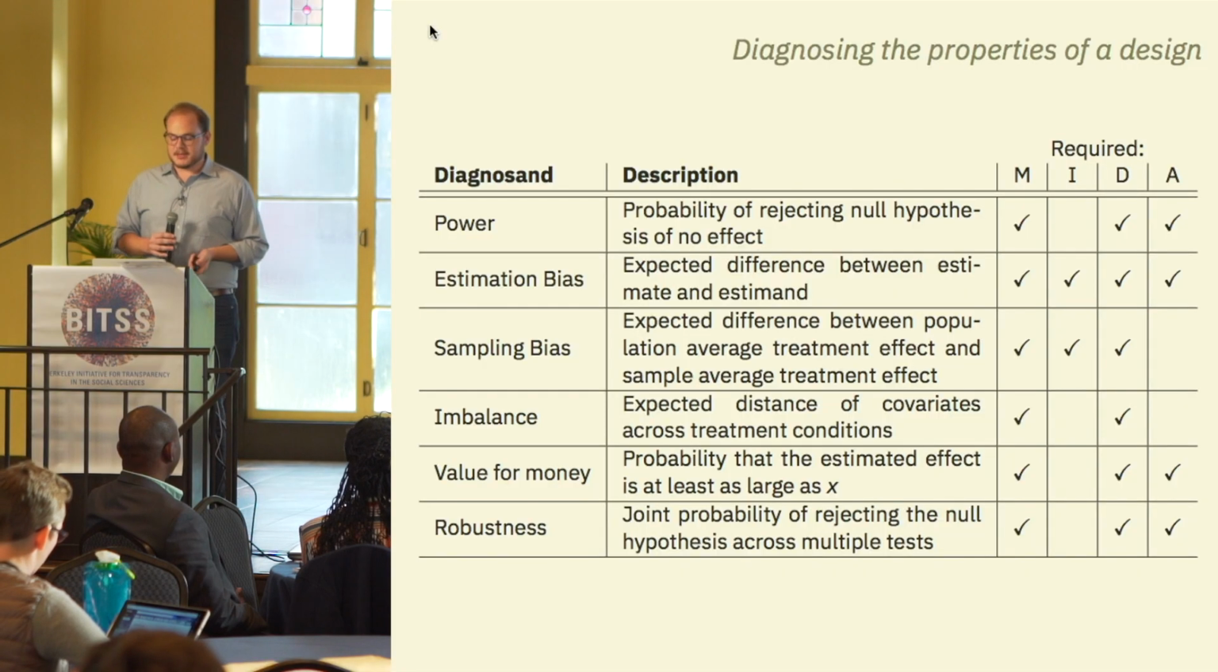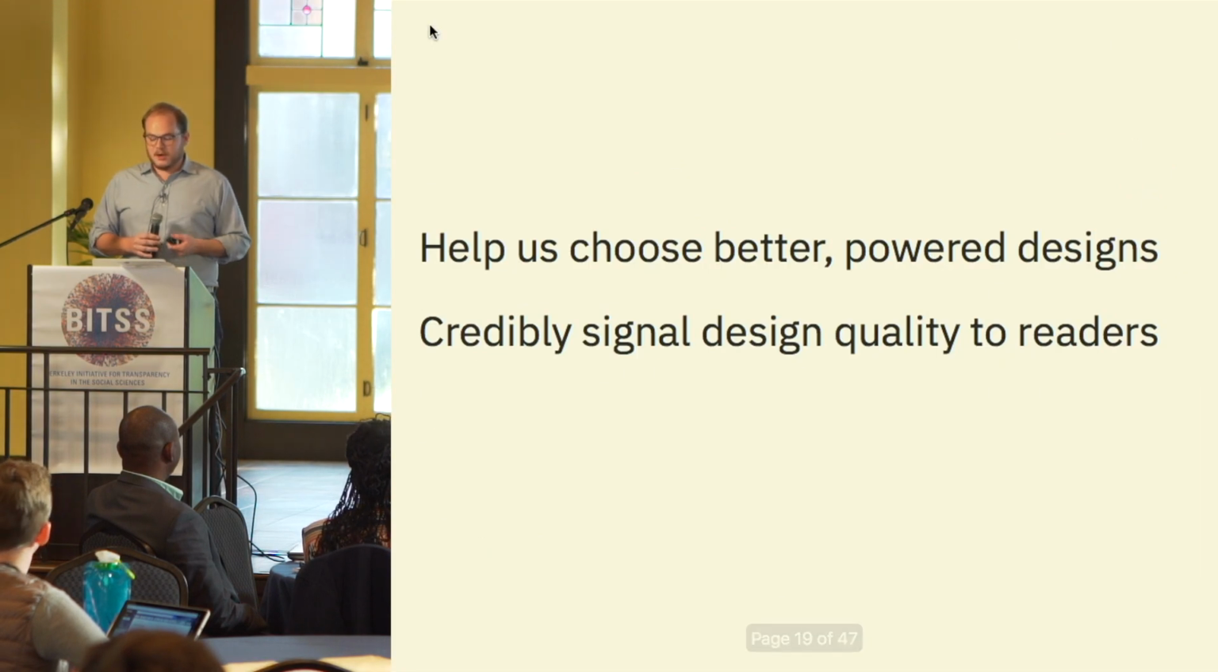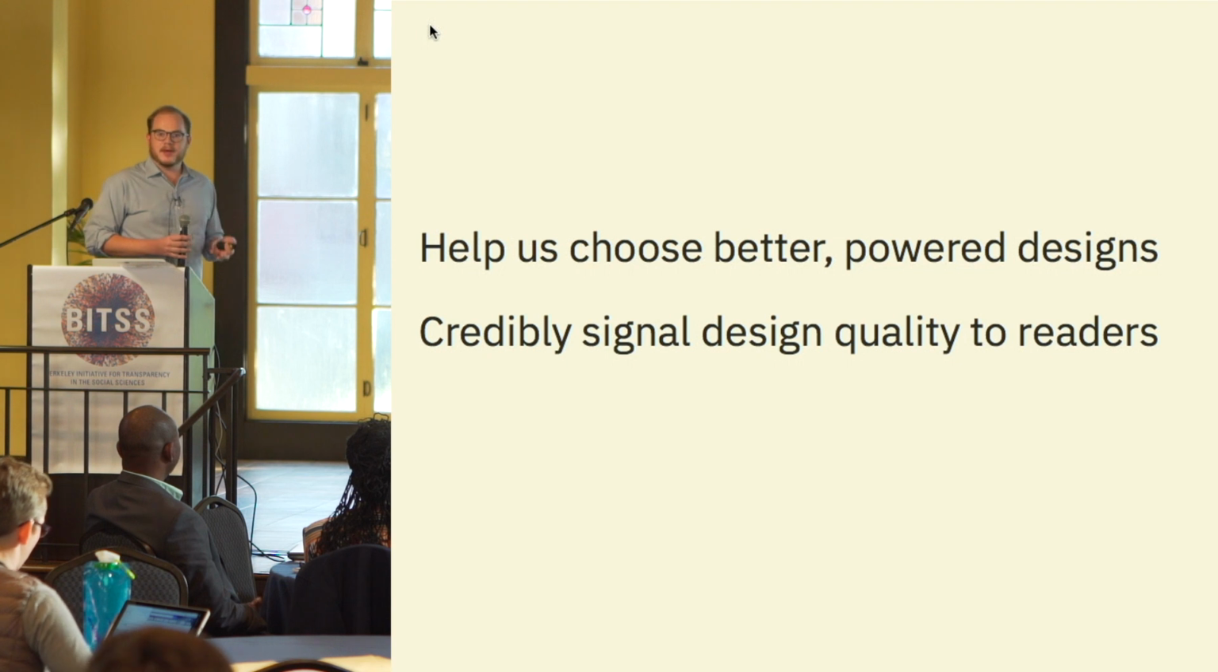But what you need to know in order to calculate other diagnosands, like you may be interested in imbalance. So how often in my experiment am I going to get a largely imbalanced set of covariates? There we don't need to specify the answer strategy because it's not a function of that. So it's just a function of our description of the variables and how we're going to collect data and assign treatments among them.